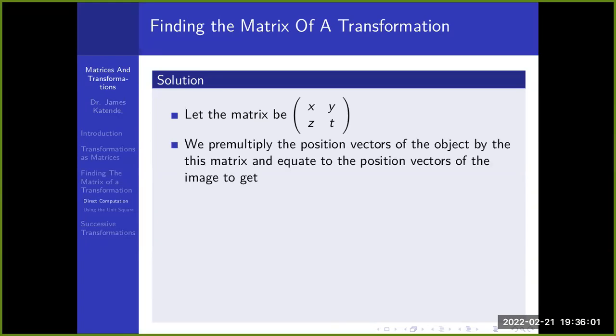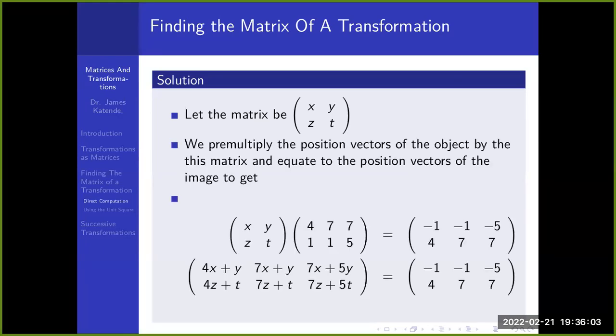The position vectors for the object were (4, 1), (7, 1), and (7, 5). We set up this matrix here, multiplied by this arbitrary 2 by 2 matrix that we are trying to determine. The answer should be this, because this is the image. After multiplying this out, this is what you have. What you need to do is compare the slots in the corresponding positions on both sides. For instance, here we have 4x plus y equal to -1. That gives us one equation in x and y.